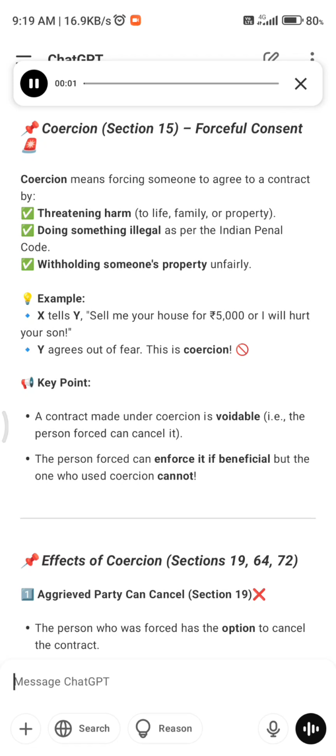Coercion, Section 15. Forceful consent. Coercion means forcing someone to agree to a contract by threatening harm to life, family, or property, doing something illegal as per the Indian Penal Code, or withholding someone's property unfairly. Example: X tells Y, sell me your house for $5,000 or I will hurt your son. Y agrees out of fear. This is coercion. Key point: a contract made under coercion is voidable, i.e., the person forced can cancel it. The person forced can enforce it if beneficial, but the one who used coercion cannot.